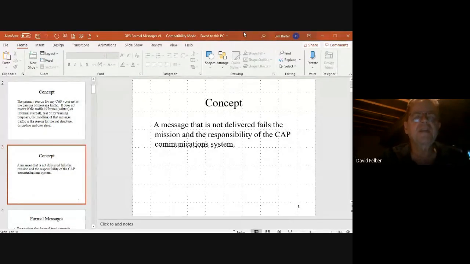Any message that is not delivered fails the mission and the responsibility of the CAP communication system. So that's our job as a mission radio operator. You receive a message for relay or for delivery, it's your responsibility to see that it gets delivered or relayed on. And we're going to discuss how we do that.